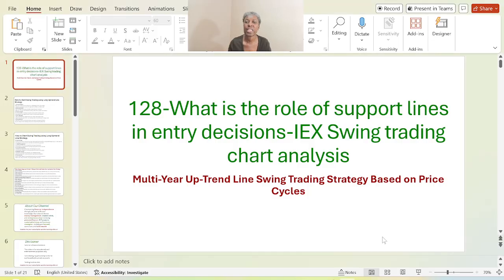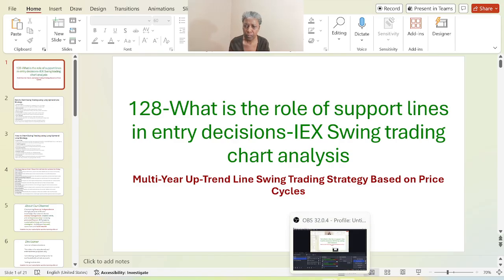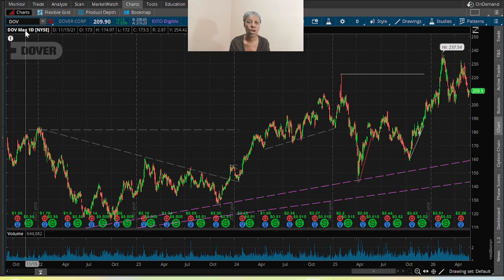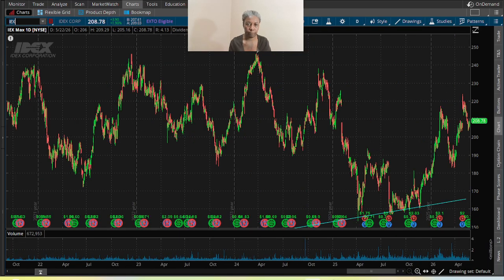Hello, what is the role of support lines in entry decisions when it comes to swing trading? Well, let's take an example of IES as of May 23, 2026 to analyze here and answer that question.